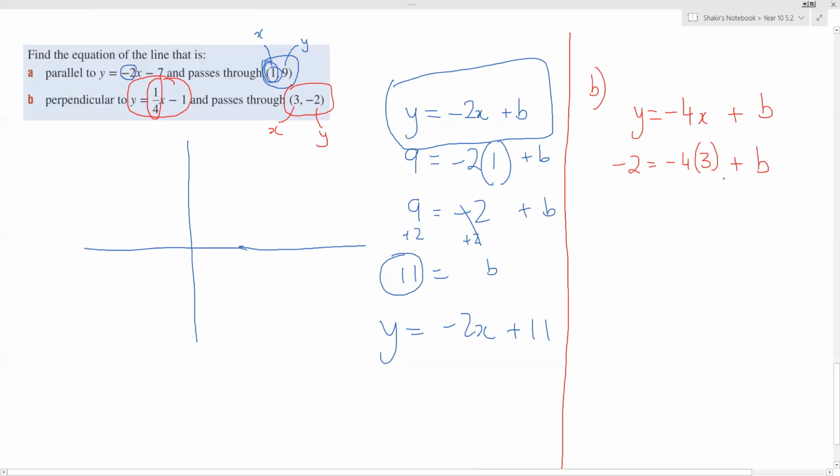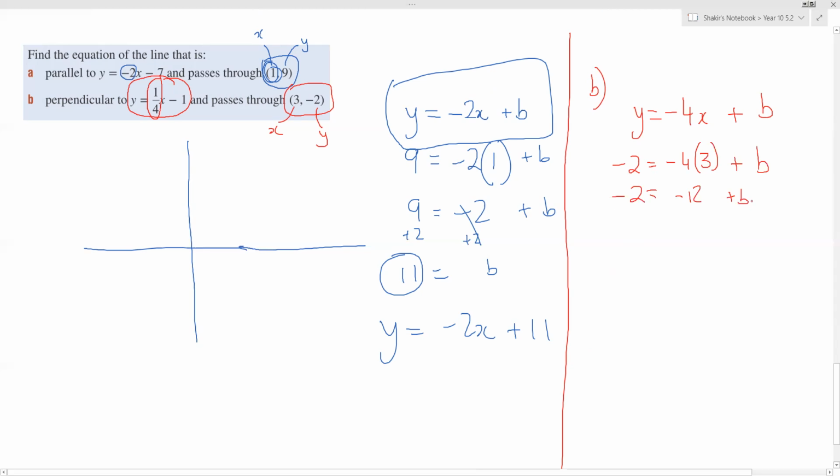plus b. We can do this because if a line passes through a point, then you can sub that point into the line, and the left-hand side of the equation will equal the right-hand side of the equation. That's exactly what we've done. We've subbed this point into this equation, and we know for a fact that the left-hand side, minus 2, is going to equal the right-hand side, which is negative 4 multiplied by 3 plus b. Anyway, solving this, minus 4 times 3 is minus 12. So I haven't done anything except expand the bracket.